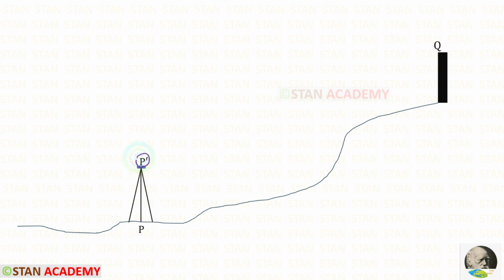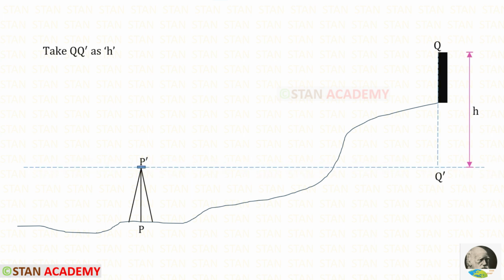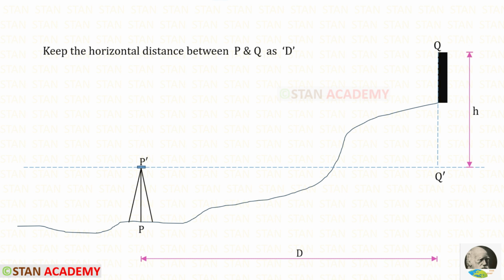P dash is the vertical projection of the point P in the theodolite, towards the horizontal axis of the telescope in the theodolite. We have to make a horizontal projection like this. We need to make a vertical projection from Q. Let us keep this point as Q dash. And let us keep this height QQ dash as h. Let us keep the horizontal distance between P and Q as capital D.